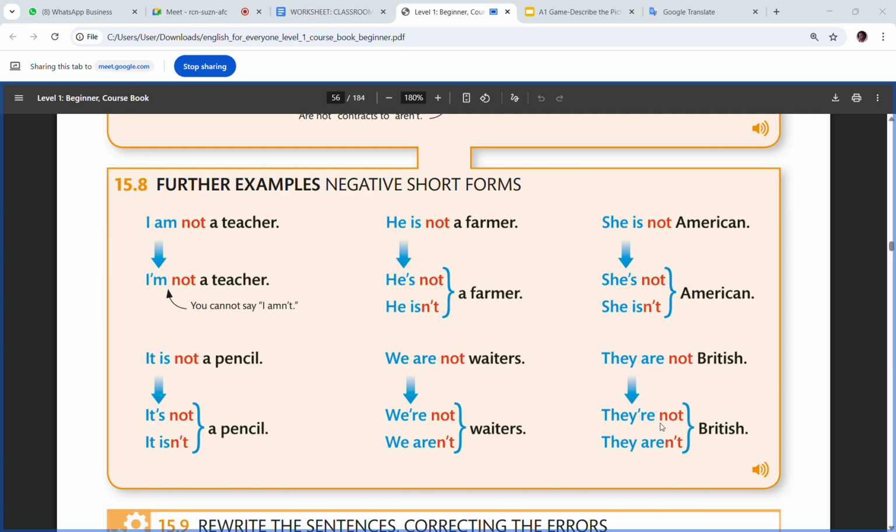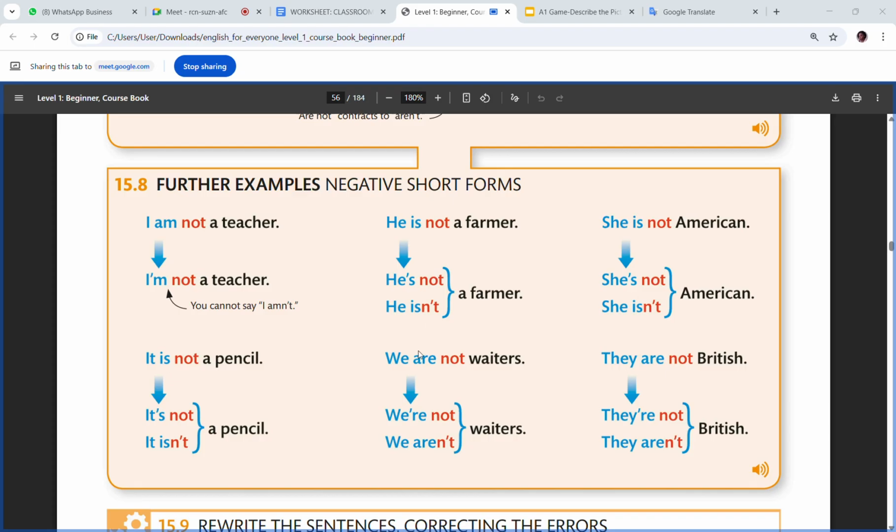They are not. They're not British. They aren't British. Very good. Can you see how "am not" becomes "I'm not"? All right. And then "he is not" becomes "isn't", right?